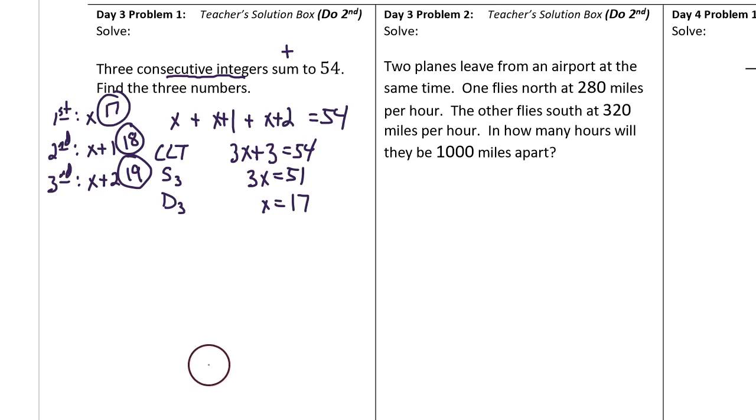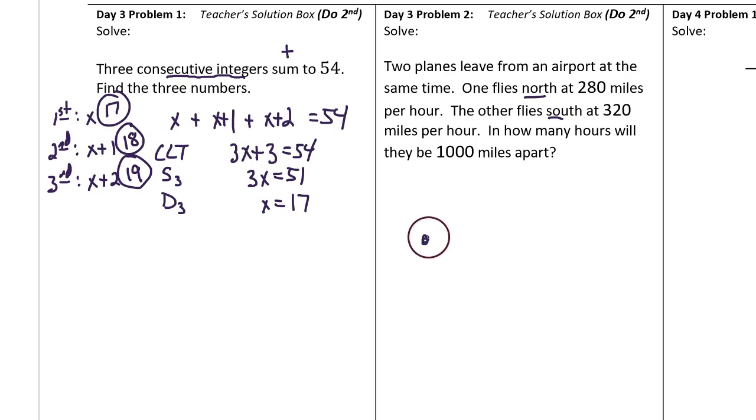Day 3, problem 2. Let's solve this problem. 2 planes leave from an airport at the same time. One flies north at 280 miles per hour. The other flies south at 320 miles per hour. In how many hours will they be 1,000 miles apart? This is the kind of problem that sketching a diagram can help us visualize what's going on.